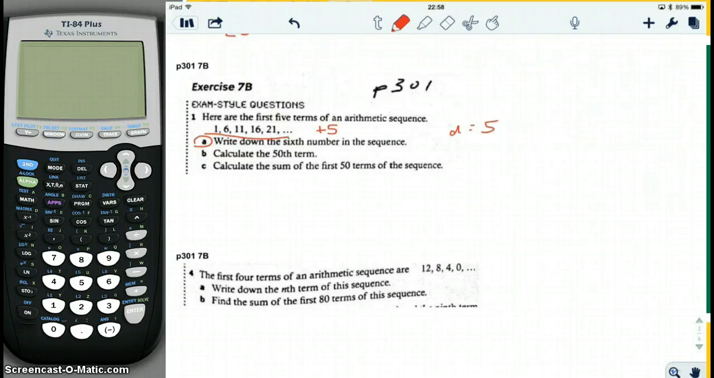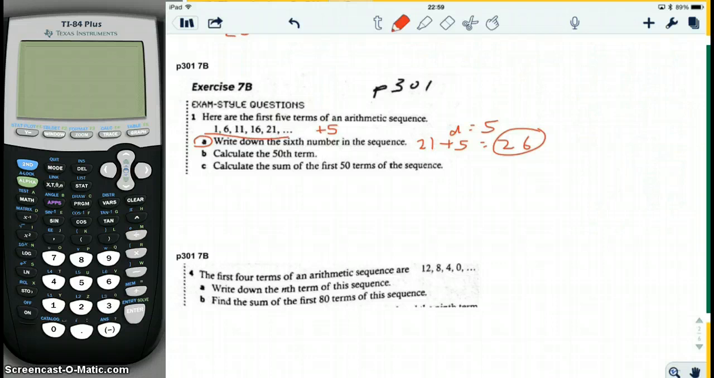They don't ask you what the common difference is, but you need the common difference to figure out the next terms. So this is 5 terms. The last term is 21. If I want to find the 6th term, then I would take 21 and add 5. And that gives me 26. So the 6th term is 26.